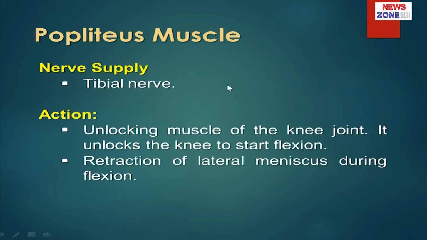The nerve supply of the popliteus is the tibial nerve, and this muscle, as I said, is the main unlocking muscle of the knee joint. It unlocks the knee when we start flexion. It retracts the lateral meniscus during the flexion. You know, the lateral meniscus is the commonly injured meniscus in our knee joint.